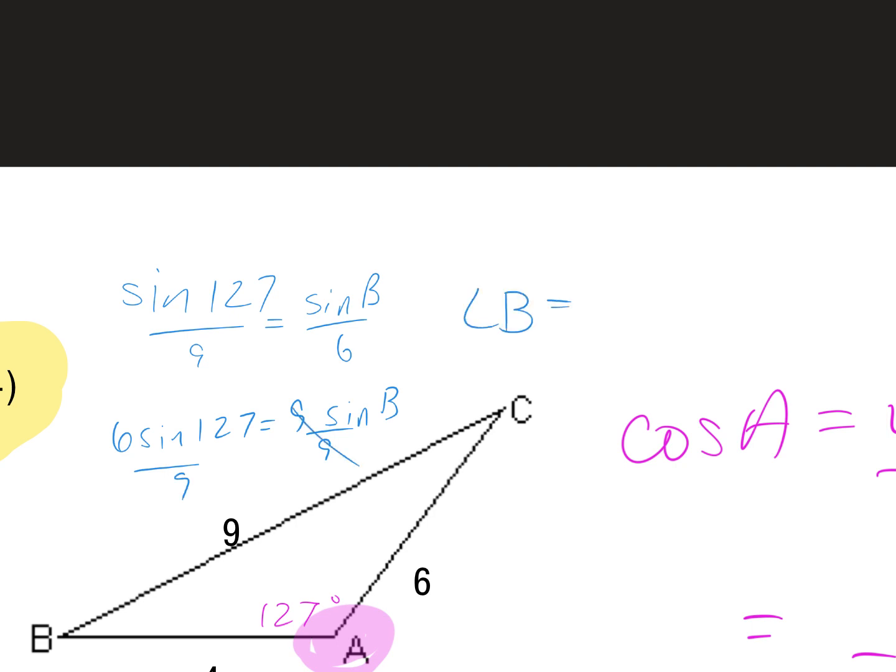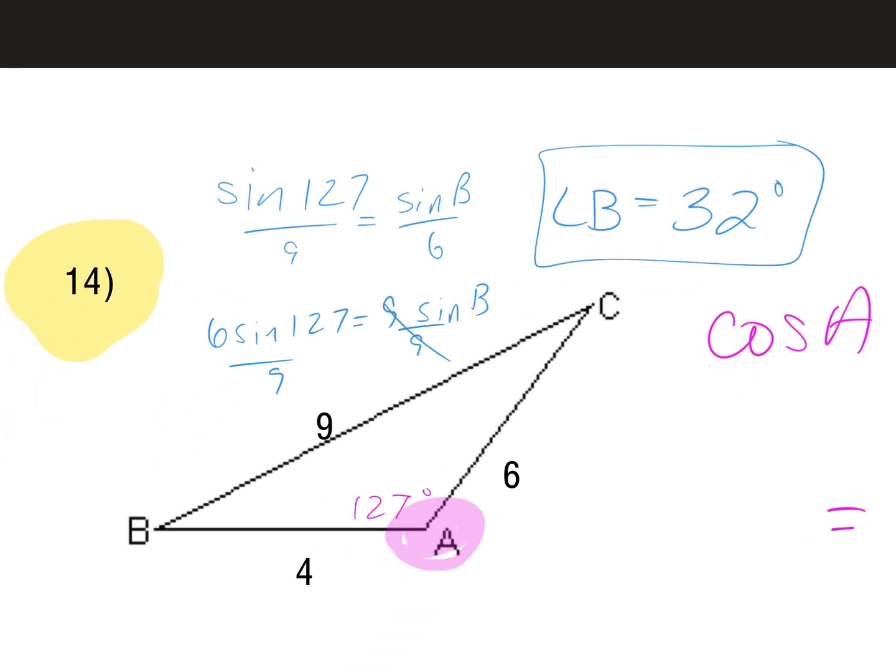So 6 times the sine of 127, divided by 9. 0.5324. Second sine, second answer, because we're doing law of sines. I got 32.1. So it's about 32 degrees. Angle B is about 32 degrees.